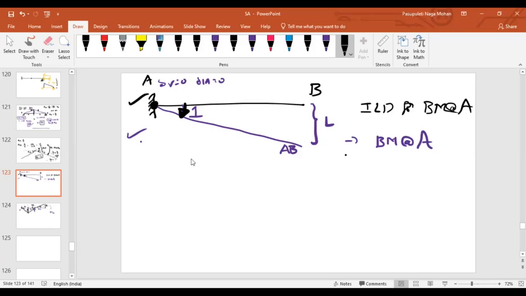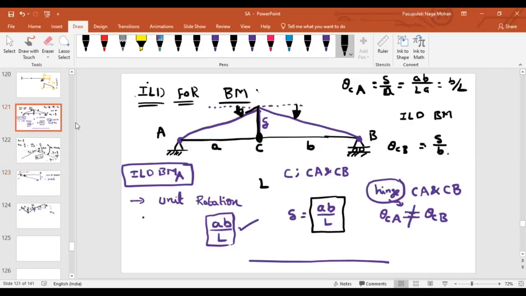Zero bending moment. You mean at this joint? Joint A? You mean joint A? Then what is the support here? The hinge support, right? Directly.